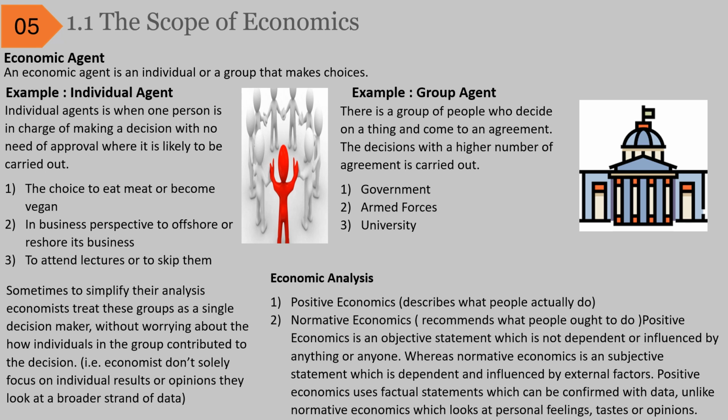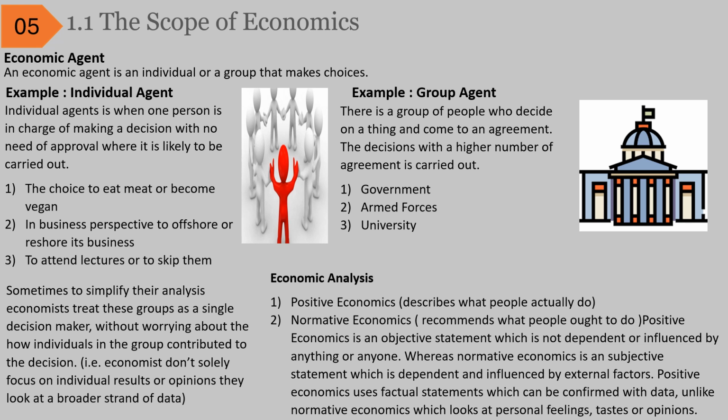So there are two types of economic analysis that economists carry out. The first one is positive economics. It describes what people actually do, and it is objective, whereas normative economics is subjective and recommends what people ought to do. Positive economics isn't dependent on or influenced by anything or anyone, whereas a normative statement is dependent and influenced by external factors. Positive economics uses factual statements, which can be confirmed with data, and normative economics looks at personal feelings, taste, or opinion.